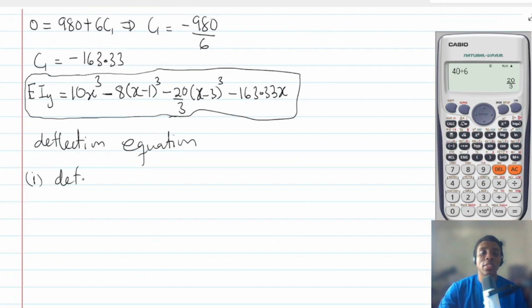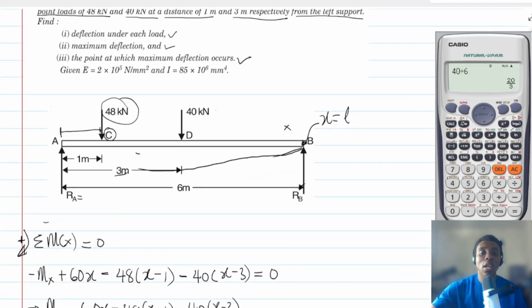Okay, let me just write it. Deflection at C. So let's do it together. That is to say at x equals 1 meter. So we are going to put everything inside. Okay, so it's going to be EIYC 10 1 cube. You see that if you put 1 inside this one, you get 0. 1 minus 1 is 0. And then 1 minus 3. I told you that whenever you put it inside and then you get negative, you have to ignore it. Okay, so we are not going to use this because of the fact that it's going to be negative.